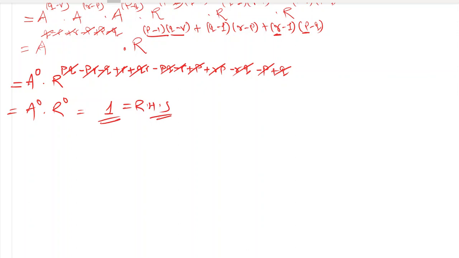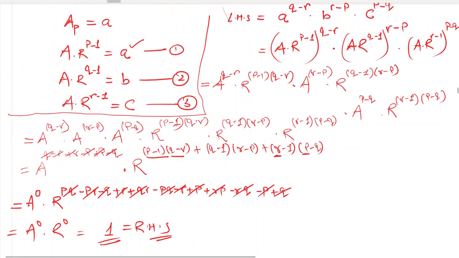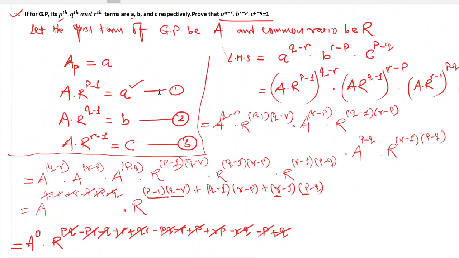It was not difficult, but you can say quite confusing in between, because there are so many powers. So this is the method with which you have to solve. First, you have to take the first term of a GP as capital A and common ratio as capital R. Why capital A and capital R? Because small a and small r are already used in the question, that is for indicating pth term and rth term, right? So you cannot use small a and small r.